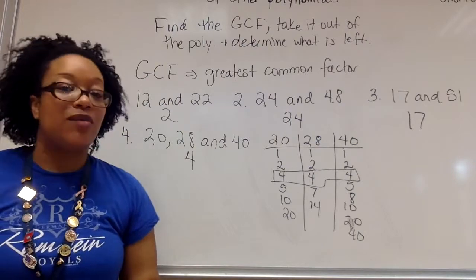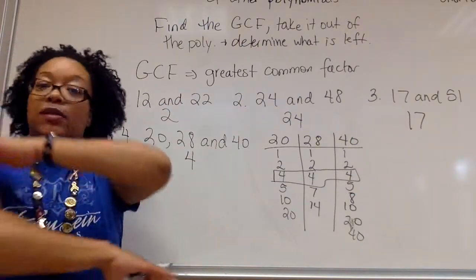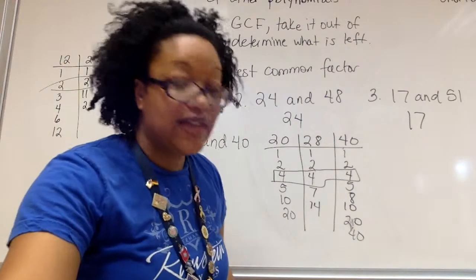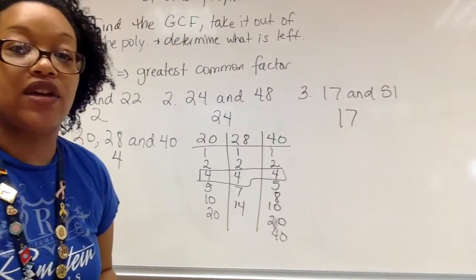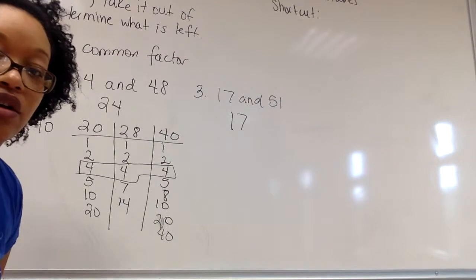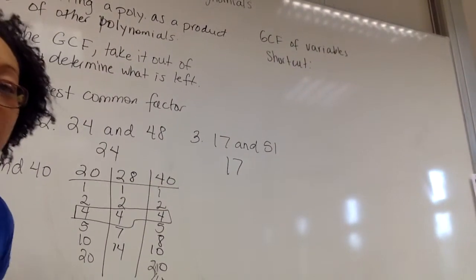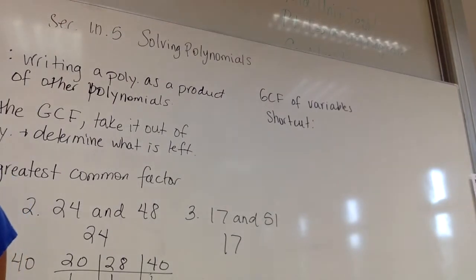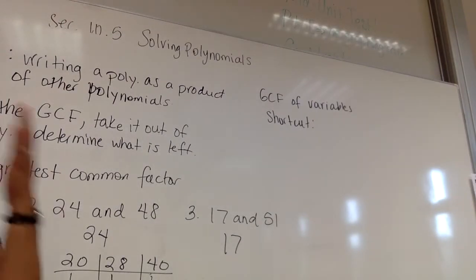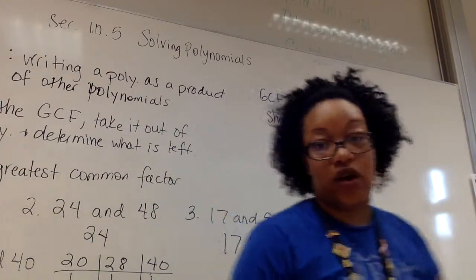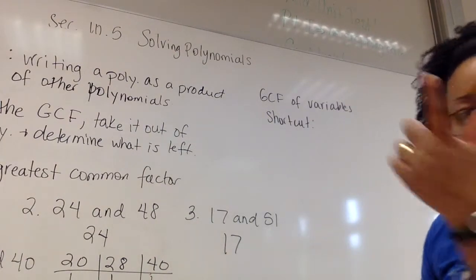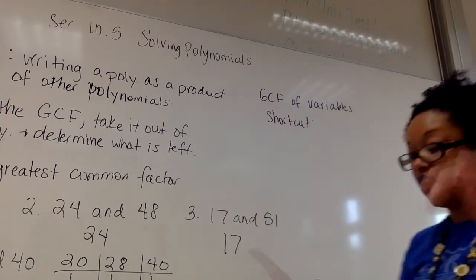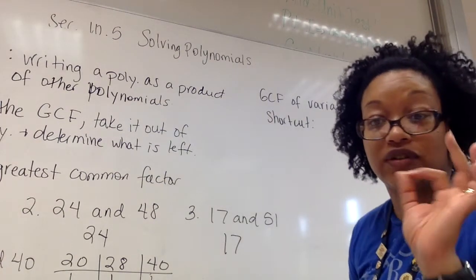But you know that polynomials have variables in them. So we also have to talk about finding the GCFs of variables. So let's turn and look up here. All right? We also have to find the GCF of variables. Now this may be kind of new to you, but it's something that we have to do. Hopefully you turned your page and you'll see where this is written: finding the GCF of variables. So I'm just going to go straight to it. I'm going to give you the shortcut so that you can just eyeball it.